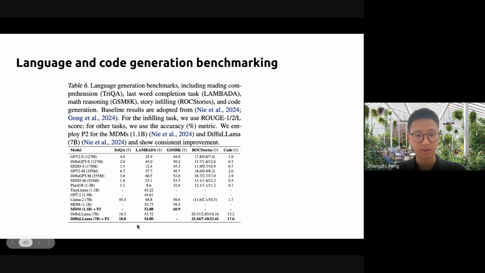And also I want to circle back here. Even though in these two common sense tasks the diffusion model is doing pretty badly, by using P2 we can still slightly improve that. But yeah, that's the results on language generation.